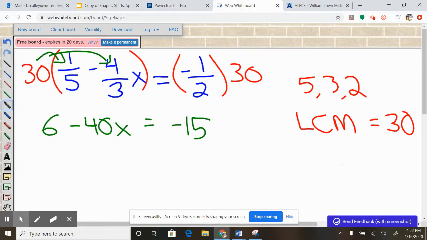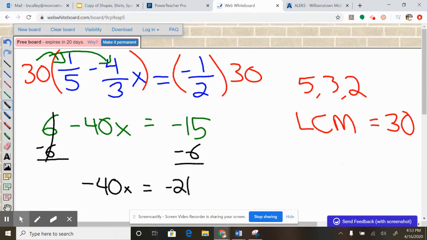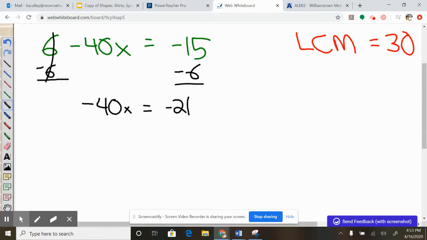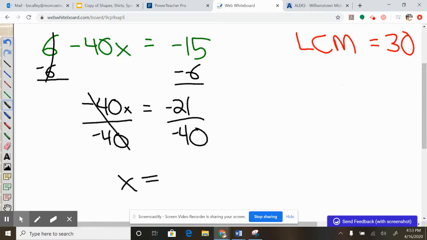From here, I'm trying to get x by itself, so I'm going to subtract 6 on both sides. I'll get negative 40x equals negative 21. And then you're going to divide both sides by negative 40. And you get x equals, these negatives will cancel. So you're just going to get a positive 21 over 40.